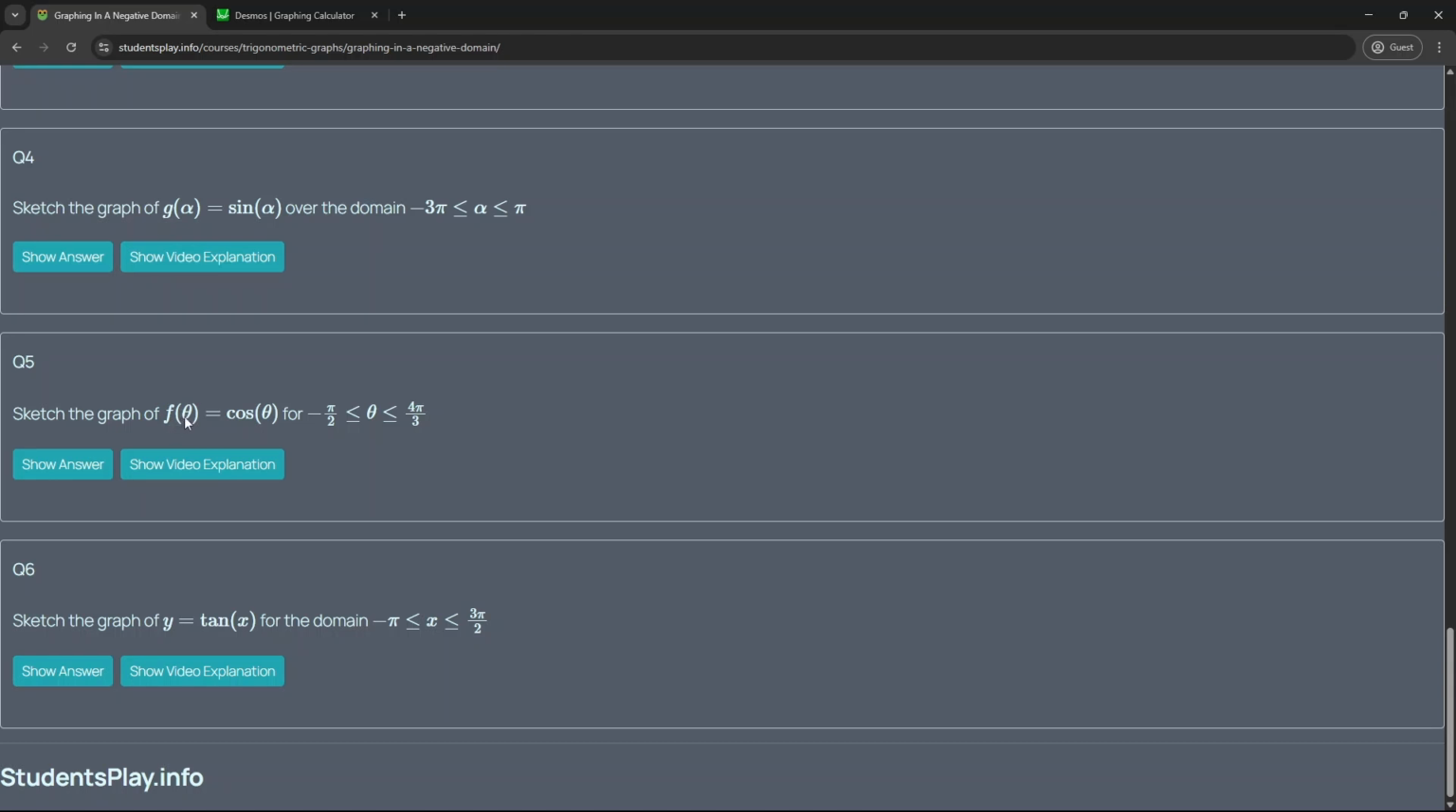So just f of theta, cos of theta. We're just using theta instead of x or something. And then theta just needs to be between negative pi on 2 and 4 pi on 3. So in terms of reading the question, there's nothing crazy going on there. The weird thing about this question is going to be dealing with these smaller and kind of different domains. Pi on 2 is not too bad, but the pi on 3 part is going to be a bit weird.